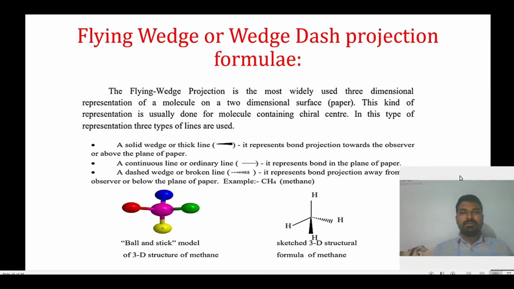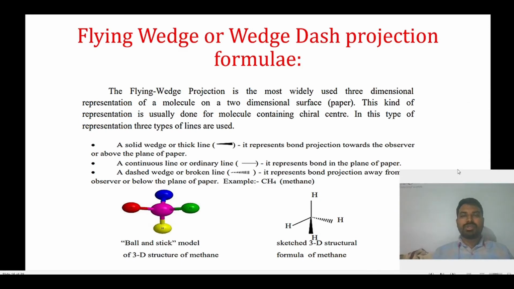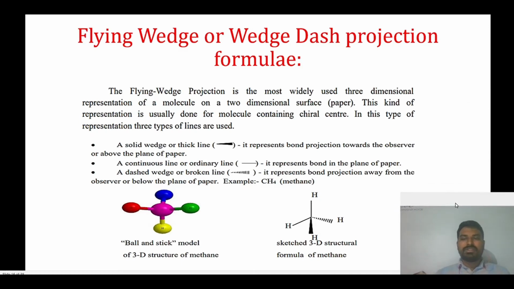Now the flying wedge or wedge-dash projection formula. We will see the projection formulae. The flying wedge projection is the most widely used three-dimensional representation of a molecule on a two-dimensional surface, that is, on two-dimensional paper. This kind of representation is usually done for molecules containing a chiral center. In this type of representation, three types of lines are used.